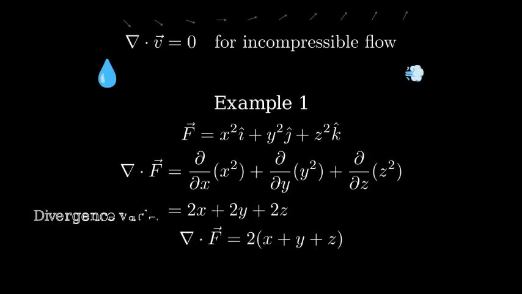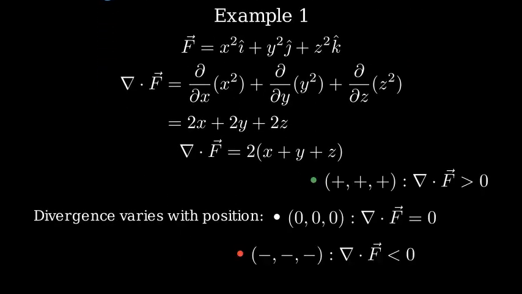z). This result tells us that the divergence varies throughout space and depends on the coordinates. At the origin, where x, y, and z are all 0, the divergence is 0. As we move away from the origin, the divergence increases in the positive octant and decreases in the negative octant.